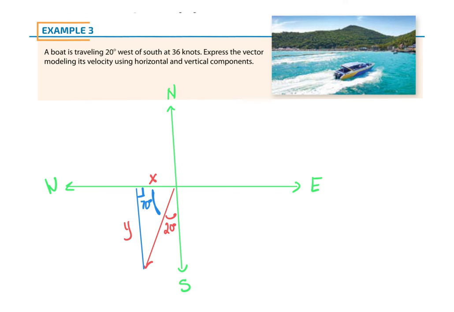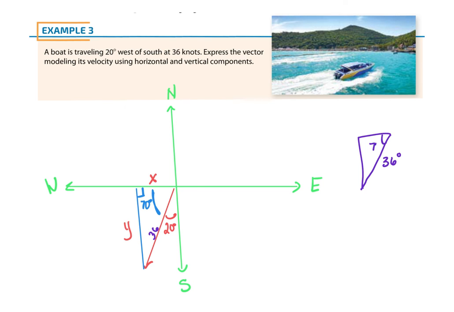The other thing they gave me was this 36 knots. In navigation, when they give you a movement like that, they are giving you the hypotenuse movement. It is the magnitude of the vector. So when they gave me that 36, they actually gave me this length right here. They gave me my hypotenuse length, 36. So I have this right triangle. They've given me the hypotenuse.